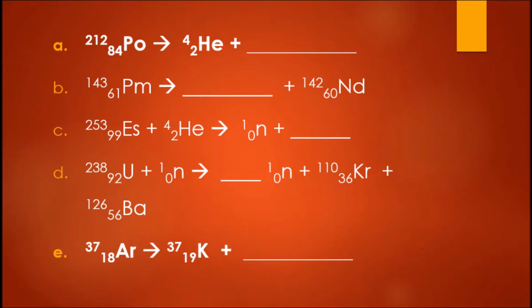How about this one? Reagan, thank you for volunteering. 37 equals 37 plus what? 18 equals 19 plus what? Exactly. No, you're absolutely right. Look on your chart. What is the symbol for 0, negative 1? Beta. So what's the symbol? What symbol do I put here? No. The nuclear symbol. The B is the abbreviation.